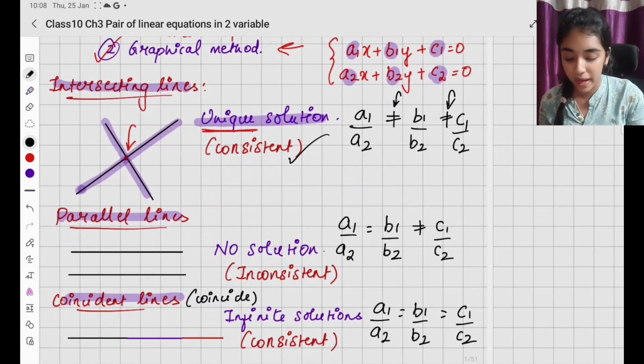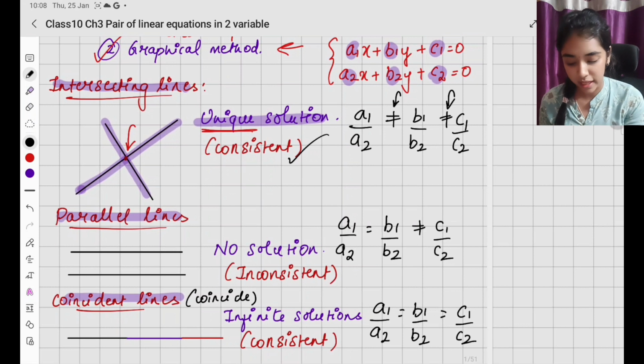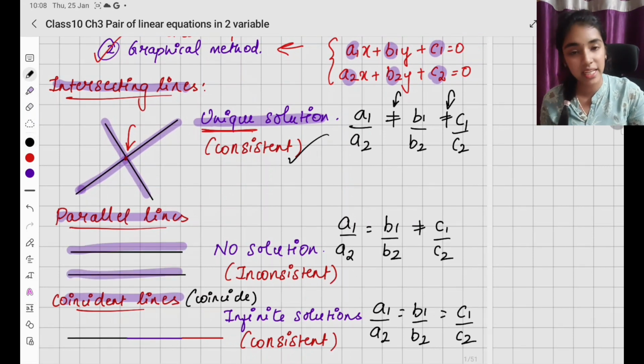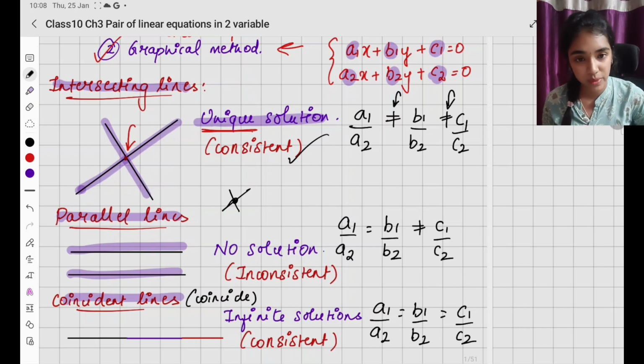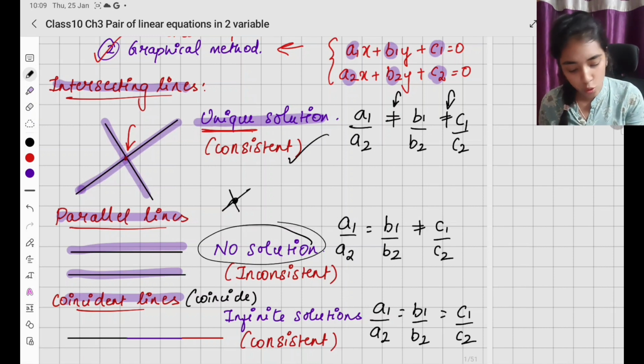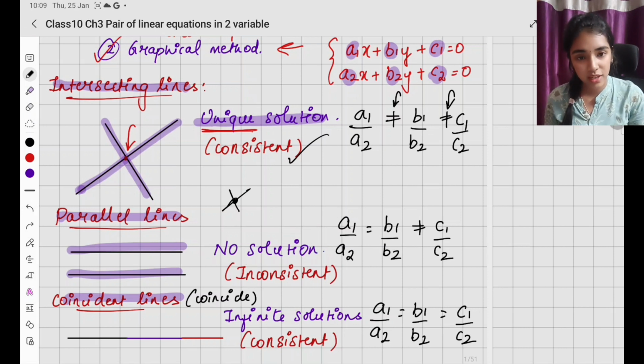ஓகே, இப்போ பேரலல் லைன்ஸ். So when you talk about parallel lines, you see that these two lines are not intersecting. So ரெண்டு லைன் இன்டர்செக்ட் ஆகலைனா... இப்போ இந்த ரெண்டு லைன் இப்படி இன்டர்செக்ட் ஆச்சுன்னா, the point of intersection is going to be the solution. இங்கே சொல்யூஷனே இல்லை. Because there is no point of intersection, which means you have no solution. So, no solution na anartho, solution e illa.